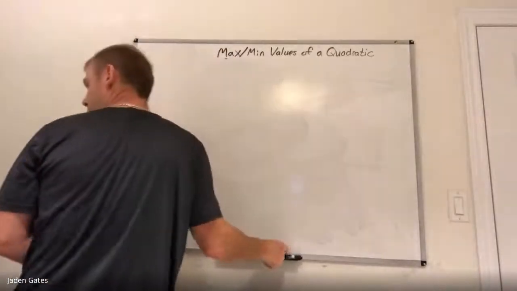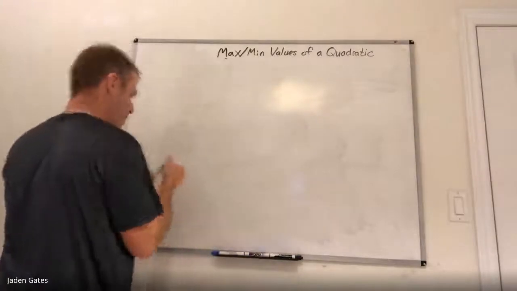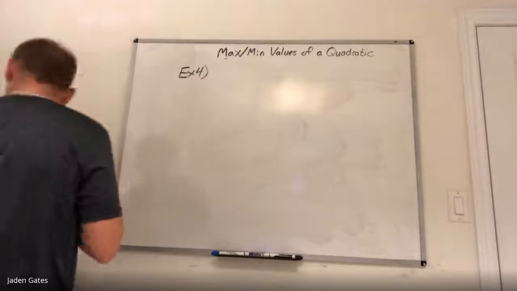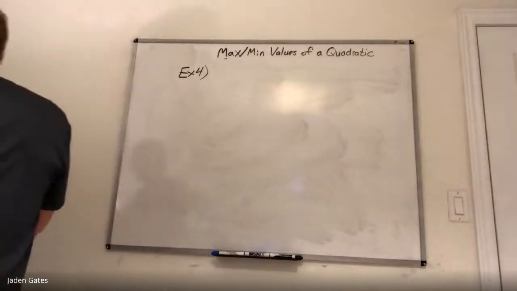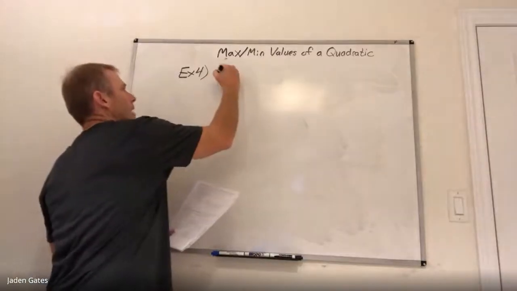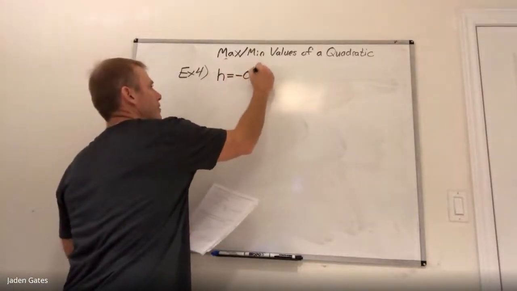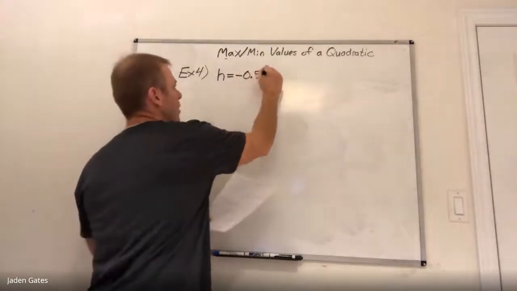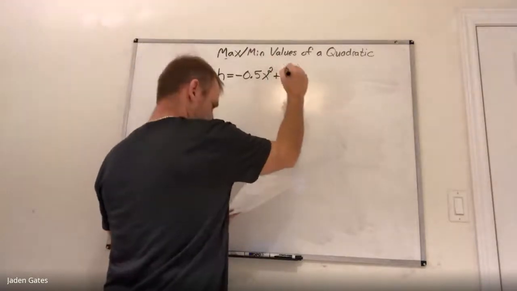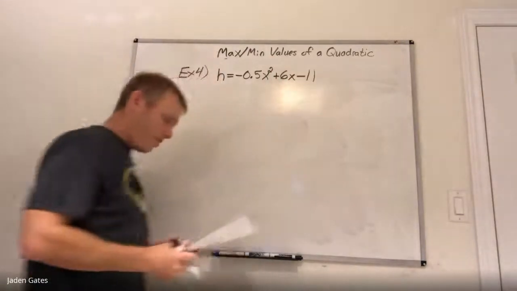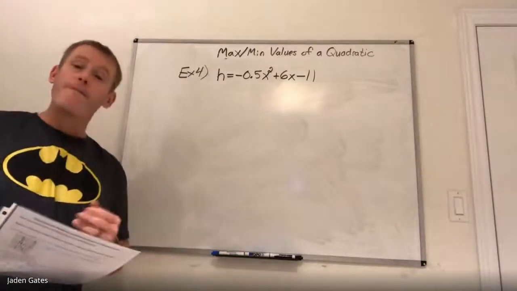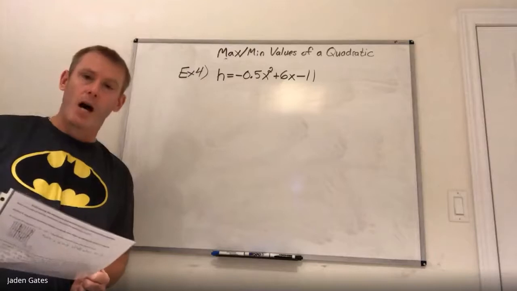All right, so the next one, word problem. I have a word problem in math. Example 4, so I'm not going to write it all out, but we'll get to the nitty gritty here. My flying squirrel is given by the equation h is equal to negative 0.5x squared plus 6x minus 11, where x is time in seconds and h is height in meters. Find the maximum height of the squirrel and the time it occurs.